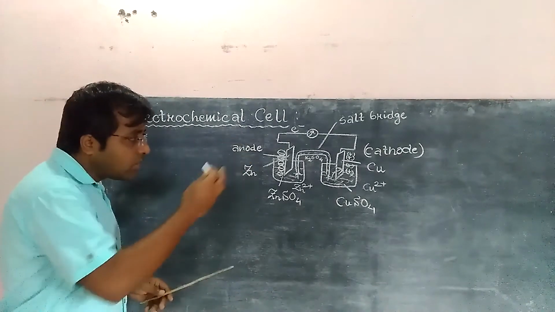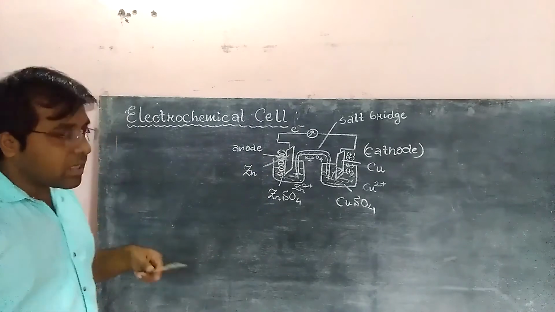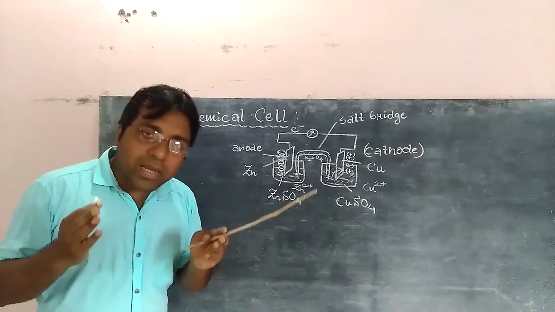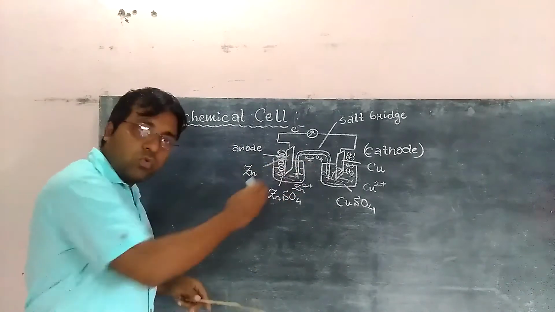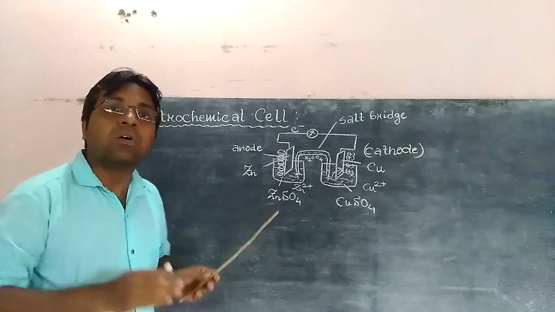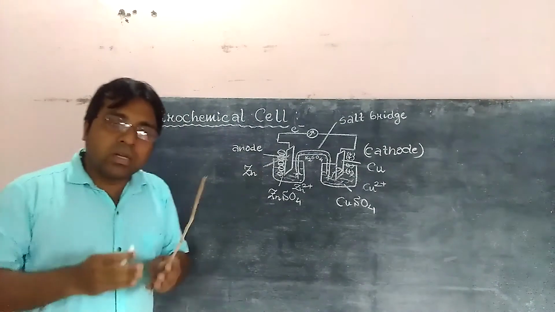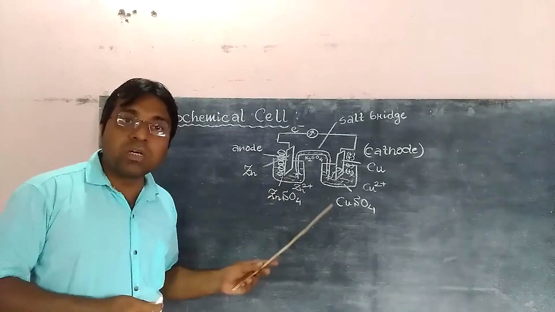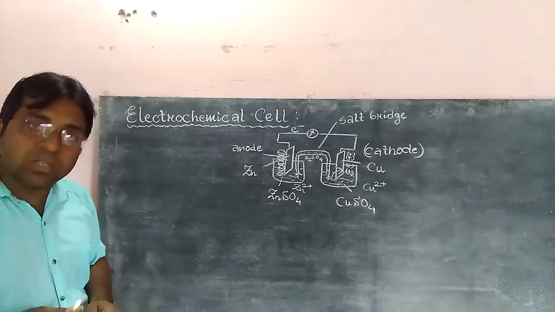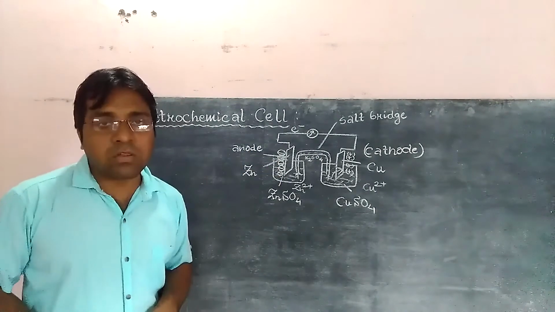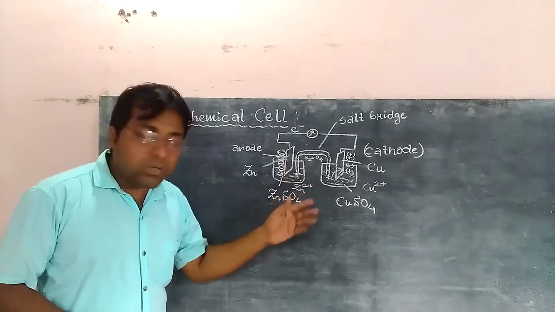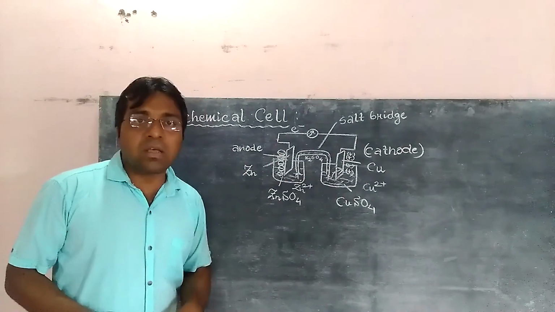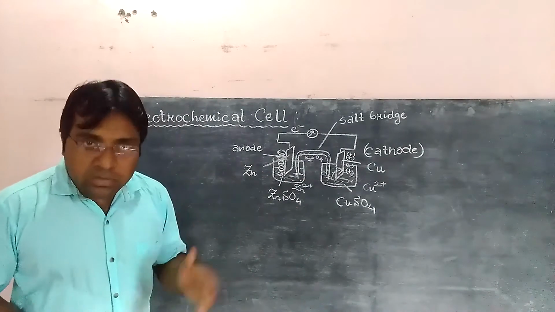So this is about the function of the cell, and also we have seen the function of the salt bridge. Salt bridge maintains the electrical neutrality between the two solutions because it neutralizes the two solutions, and also it allows the flow of ions from one solution to the other solution. So these are the two main functions possessed by the salt bridge.